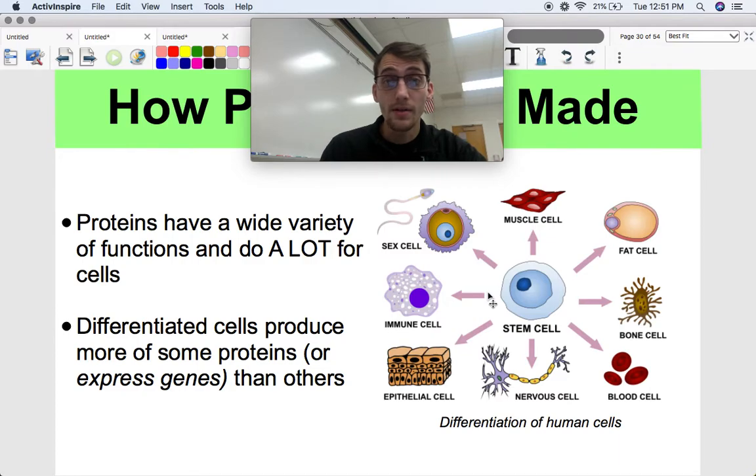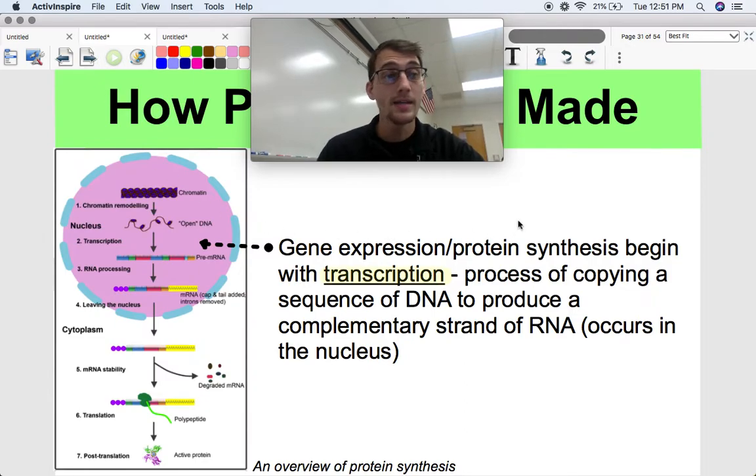That's how it ties into gene expression. Okay, so gene expression really determines what a cell does. So this whole process, gene expression or protein synthesis, begins with a process called transcription. It's the process of copying a sequence of DNA to produce a complementary strand of RNA.